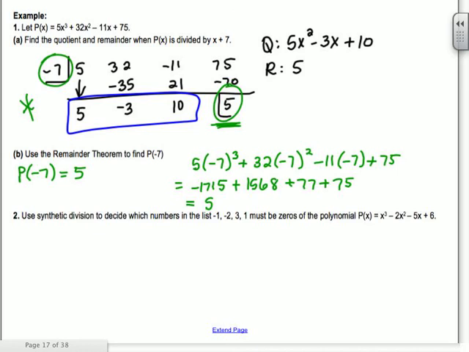Okay, so number 2, this is more like what we're going to be doing in this chapter. So it says use synthetic division to decide which numbers in the list, so -1, -2, 3, and 1, must be zeros. So they must be x-intercepts of the function.